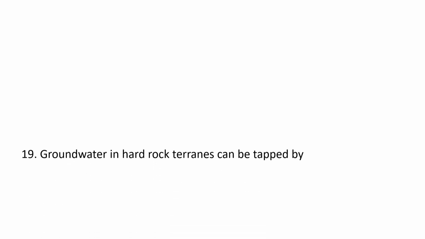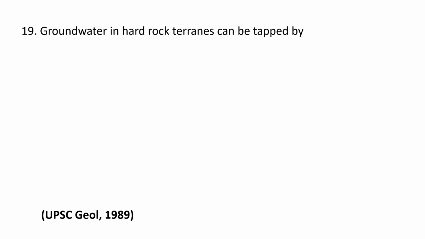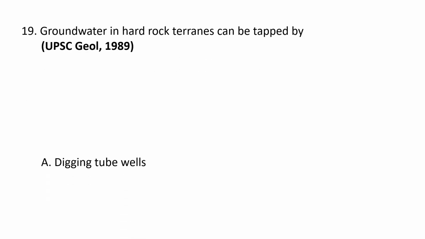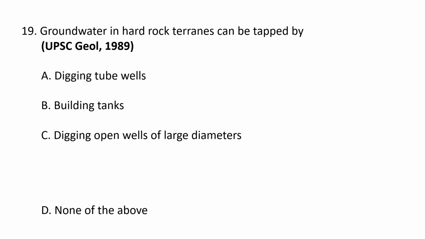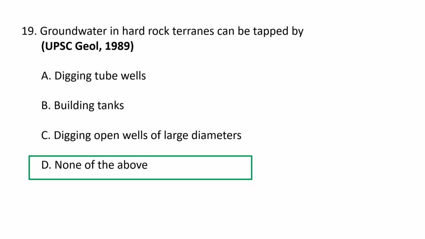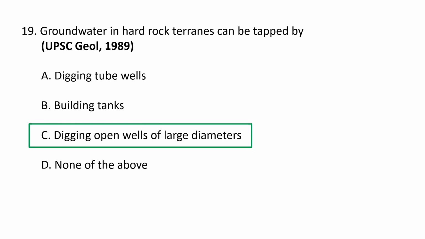Next question. Groundwater in hard rock terrains can be tapped by A. Digging tube wells, B. Building tanks, C. Digging open wells of large diameters, and D. None of the above. Generally, groundwater in hard rock terrains can be tapped by digging open wells of large diameters.